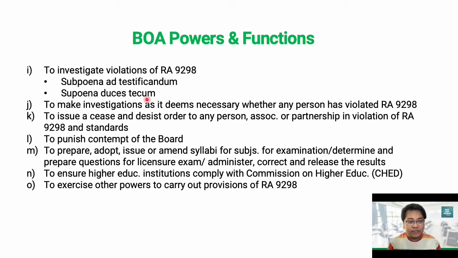To issue subpoena duces tecum, in this case, asking a person or group of persons or office or company to produce documents in aid of the investigation being made by the Board of Accountancy. To make investigation as it deems necessary whether any person has violated RA 9298. To issue a cease and desist order to any person, association, or partnership in violation of our law, including our standards. To punish contempt of the board: in case a person would not want to participate or answer the summons issued by the Board of Accountancy, the board also has authority to punish contempt.